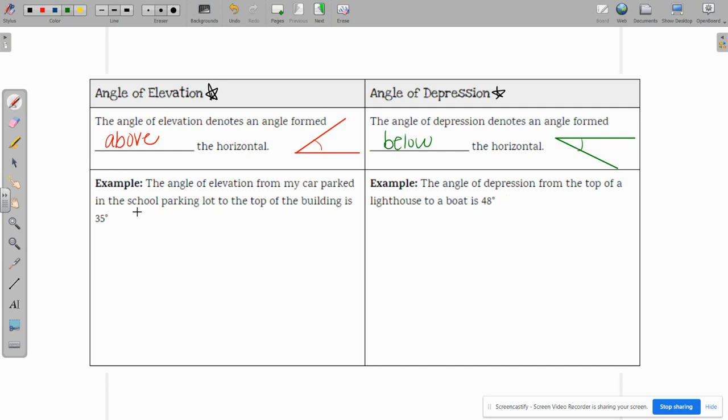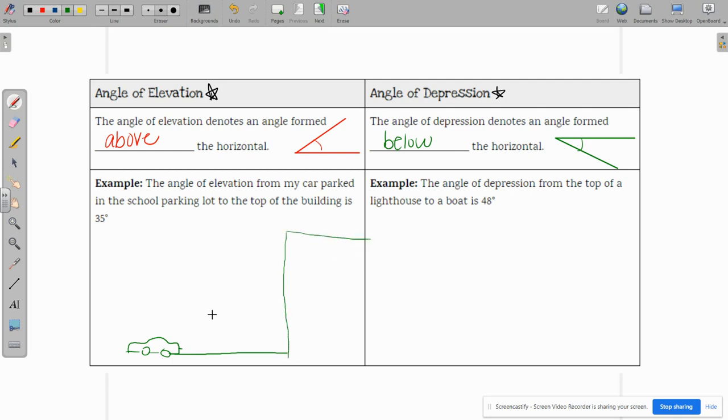So if we talk about an example, it says the angle of elevation from my car parked in the school parking lot to the top of the building is 35 degrees. So let's say, and you're going to see my awesome drawing skills here, let's say this is my car. I know it's a great car. The angle of elevation has to go from a horizontal. So let's say this is the horizontal line. This is representing the parking lot over here to the building.